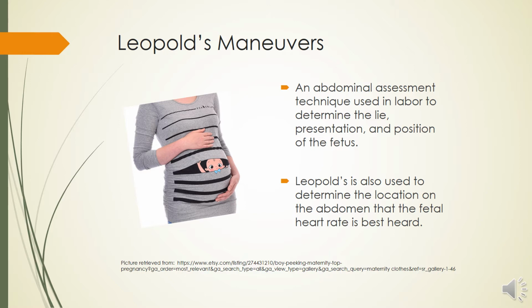So the definition of Leopold's maneuvers is an abdominal assessment technique used in labor to determine the lie, presentation, and position of the fetus. Leopold's is also used to determine the location on the abdomen that the fetal heart rate is best heard.